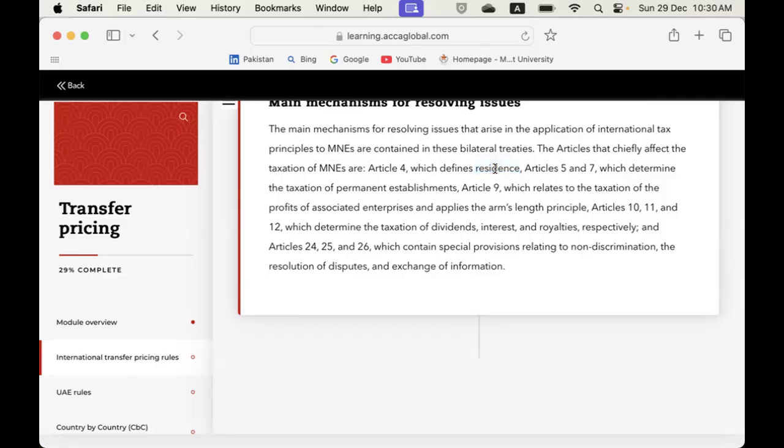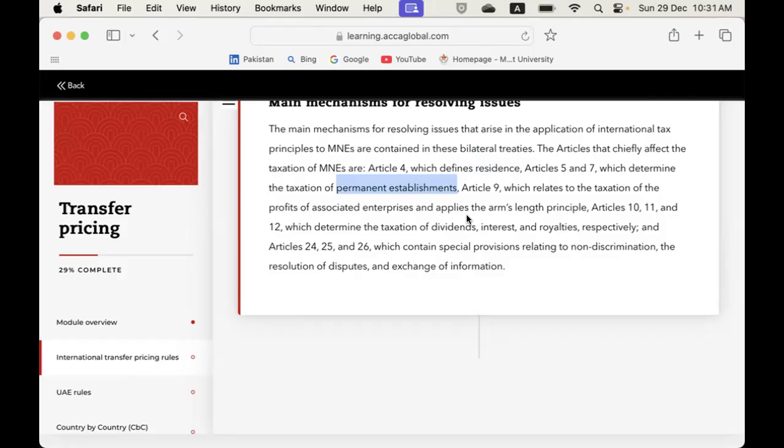So anyways, the first topic is residence. Article 4 defines it. Articles 5 and 7 determine the taxation of permanent establishments. This permanent establishment is one example I gave you. There are other ways as well whereby a permanent establishment may be constituted. Then there is Article 9, which relates to the taxation of profits of associated enterprises, which Mujaddid called related parties. Why? Because under the UAE corporate tax law, these have been addressed as related parties. Associated enterprises means where one enterprise significantly influences or controls the other enterprise, and it applies the arm's length principle.